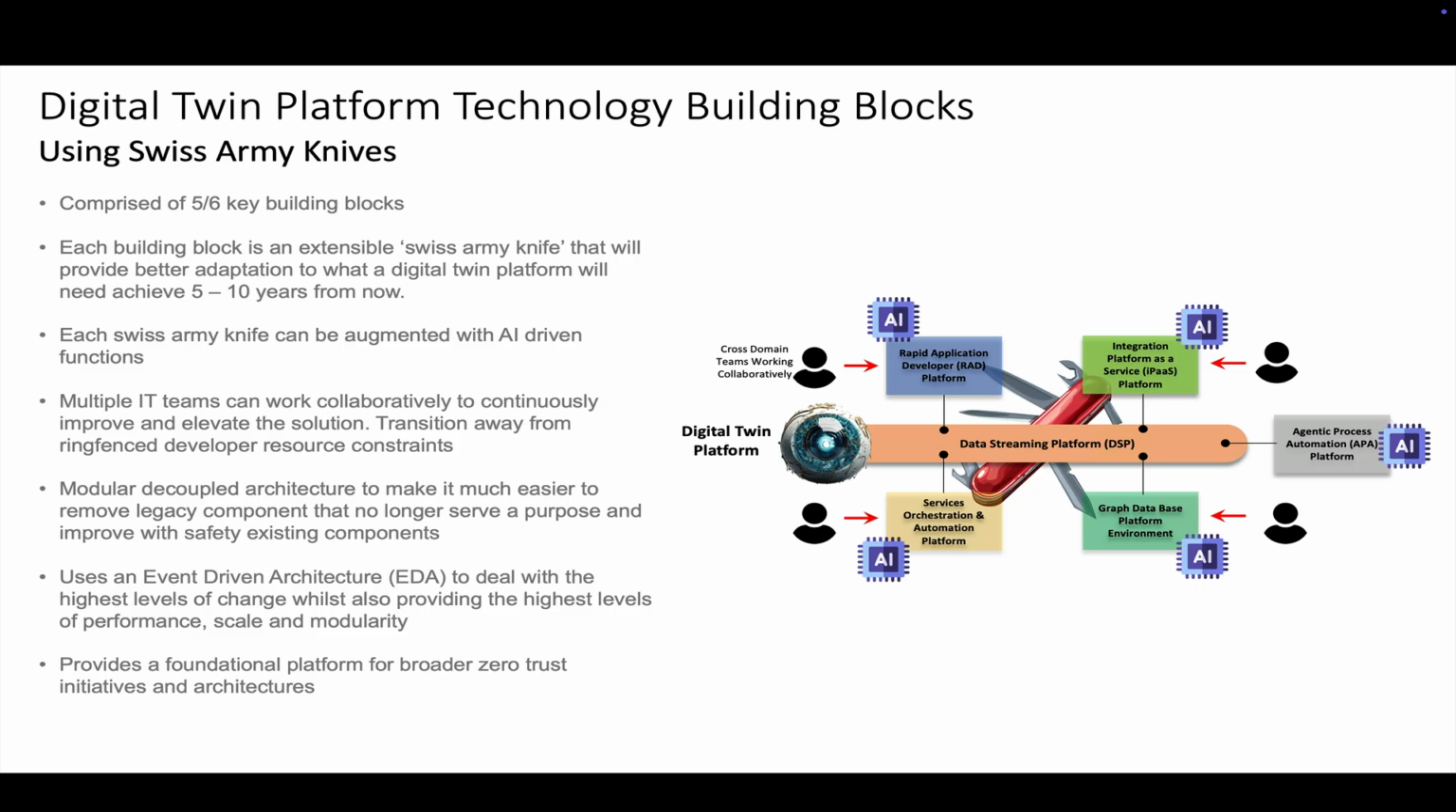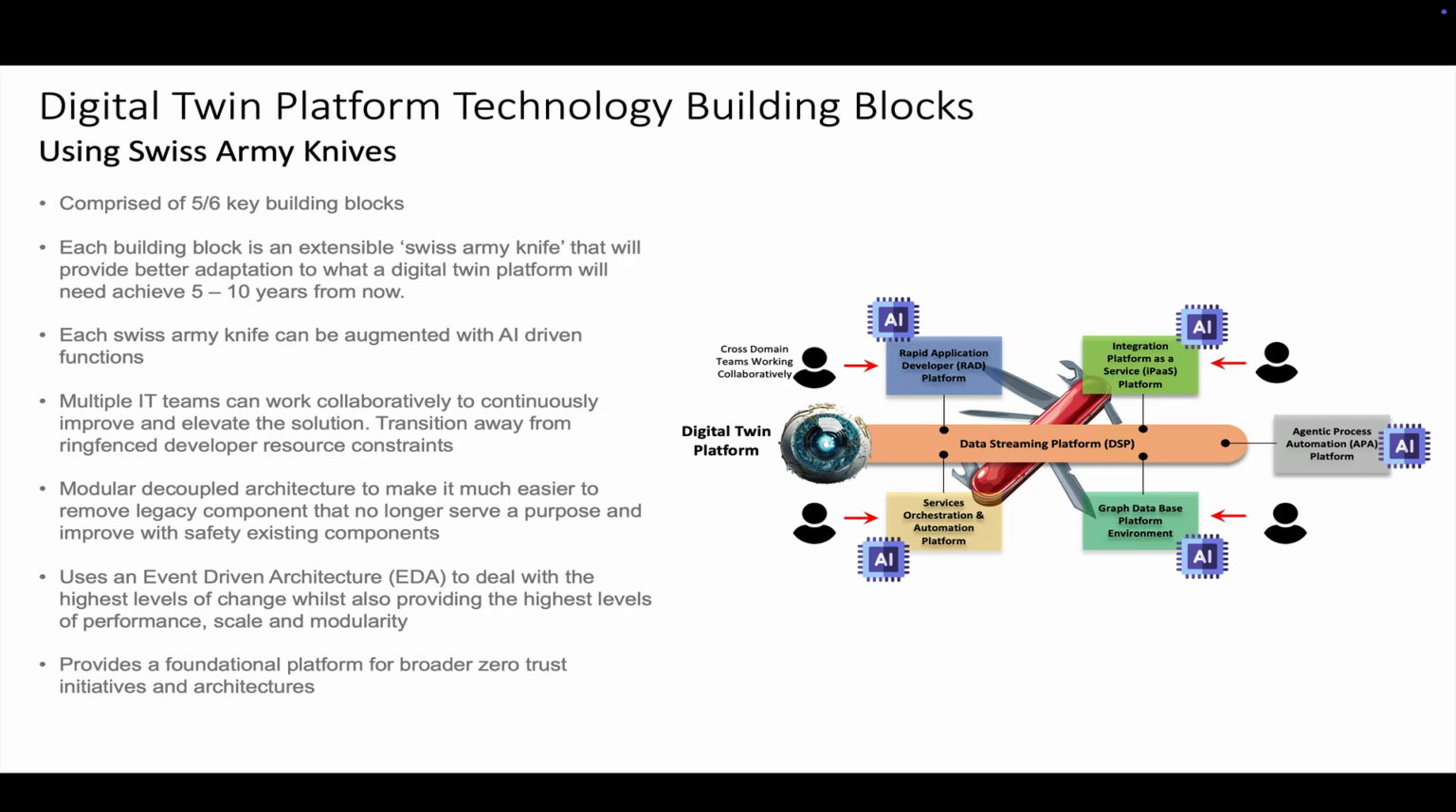Each Swiss Army knife can potentially be augmented with AI-driven capabilities. A good example here is agentic automation, which is particularly useful when automating processes which have a lot of variation in them. All of the technology building blocks are highly visual in nature. They each have their own GUIs and workflow engines, making it much easier for cross-domain teams to work on different components of the solution. It also makes it much easier to onboard additional resources when looking to accelerate the time for value later in the lifecycle of the platform.